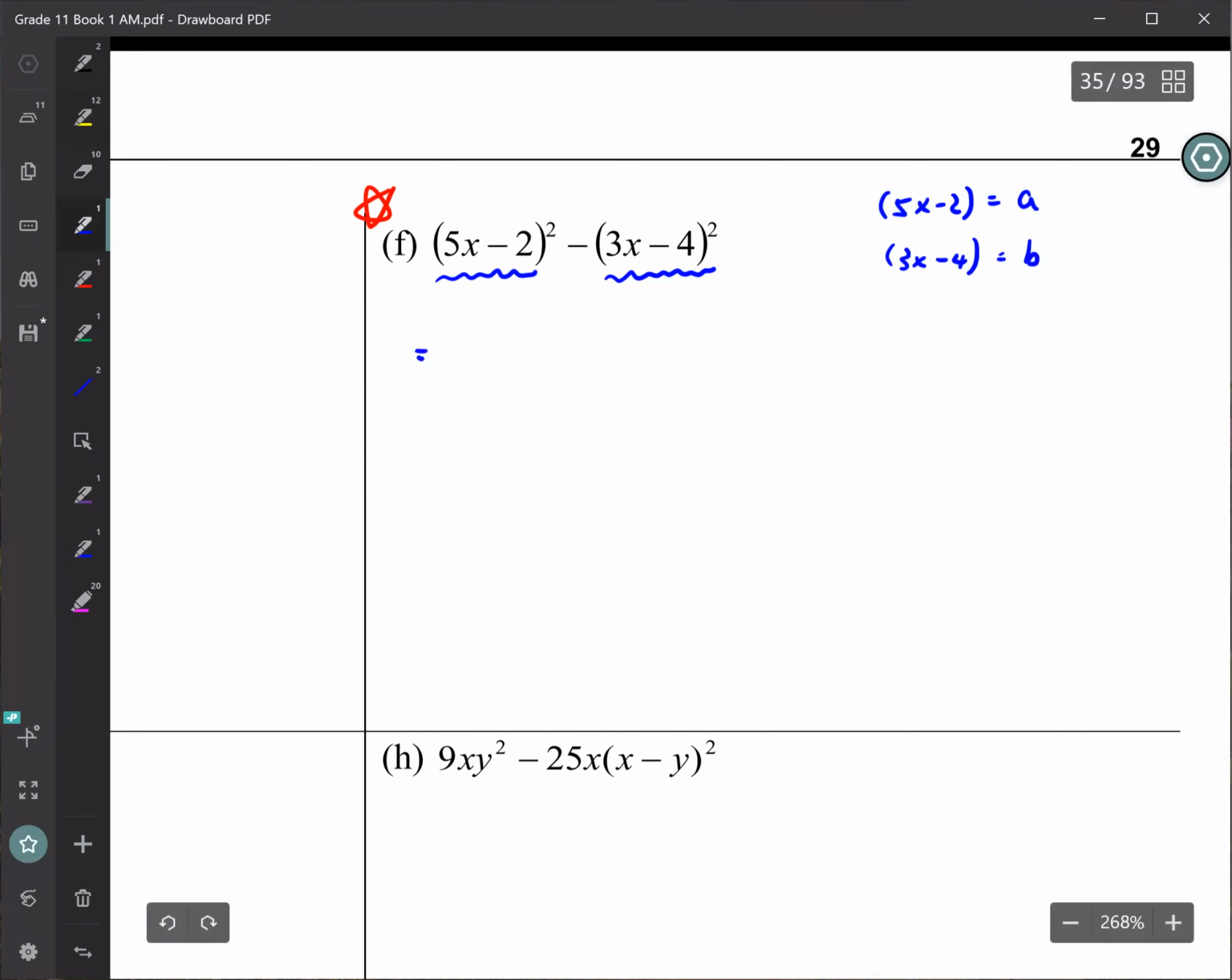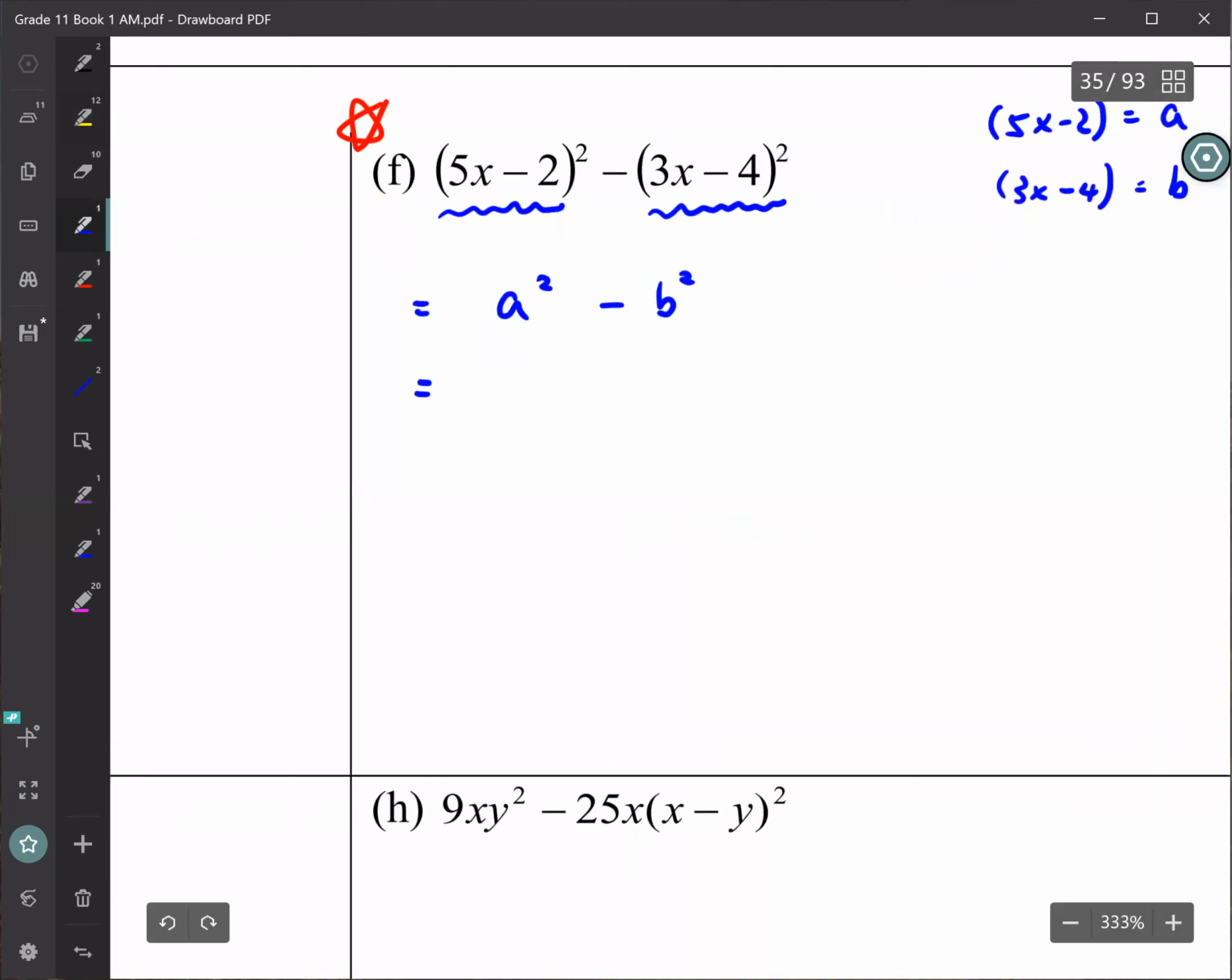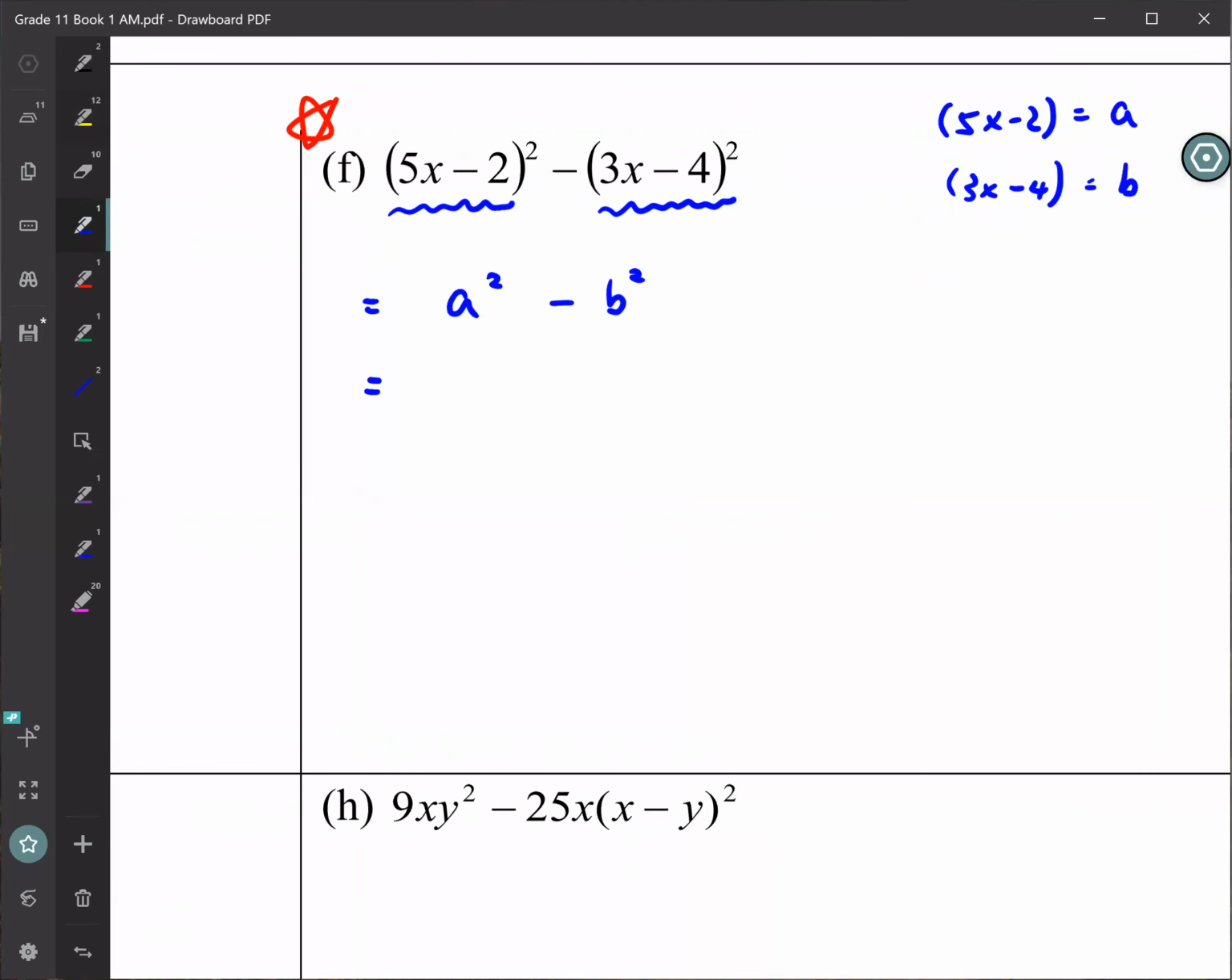If I do that, then the question simplifies into A squared minus B squared. And this one is a formula, 2 terms with a subtraction in the middle. So the factor for this one becomes what? Eric, how do you factor this one? A plus B times A minus B. Yeah, A plus B times A minus B. I'm going to use square brackets, because later we need to replace it.